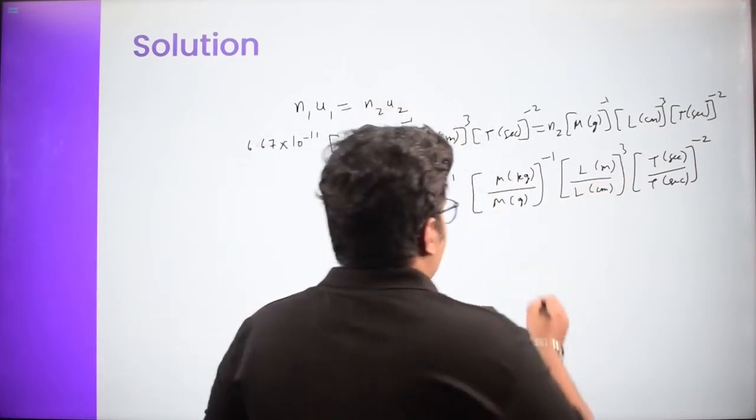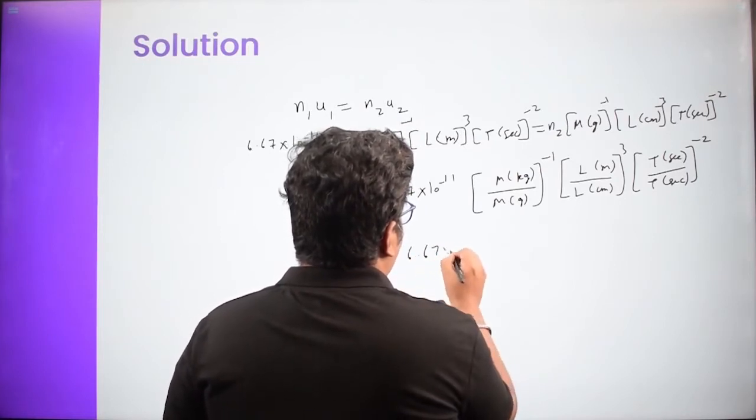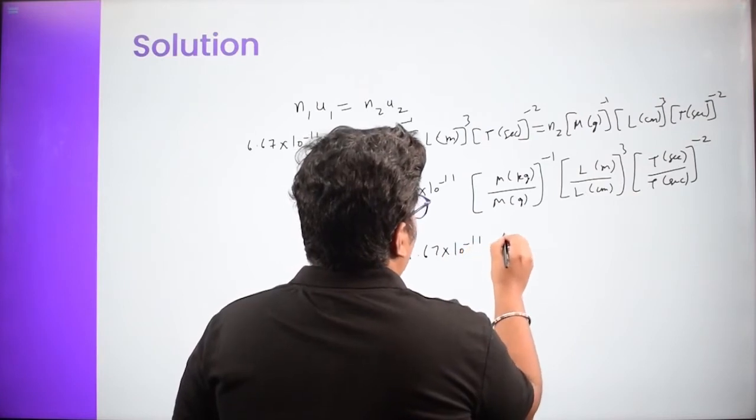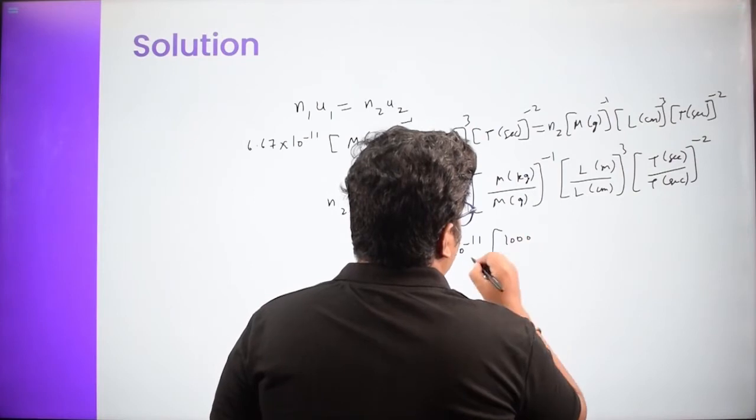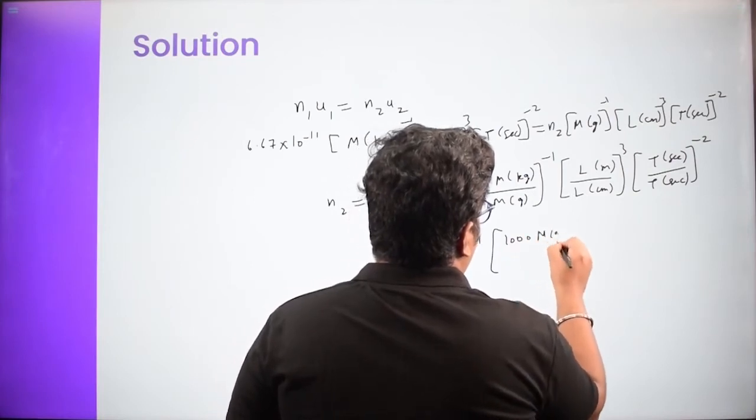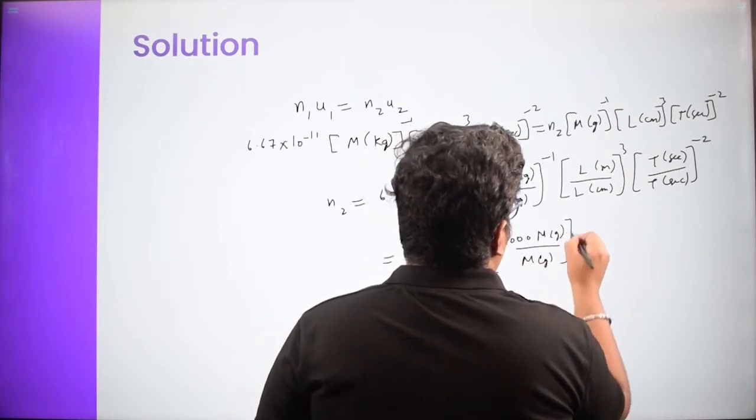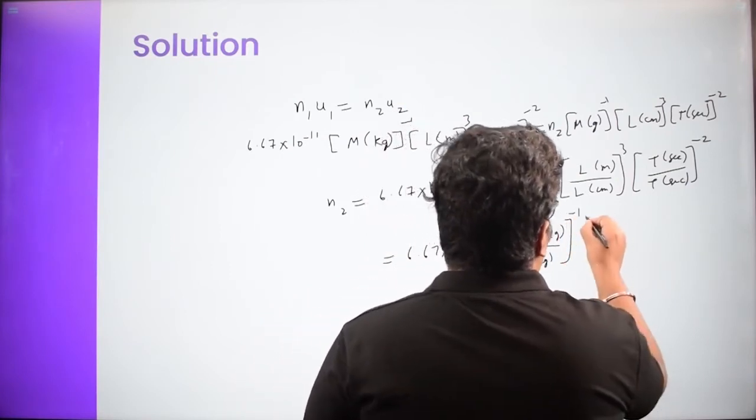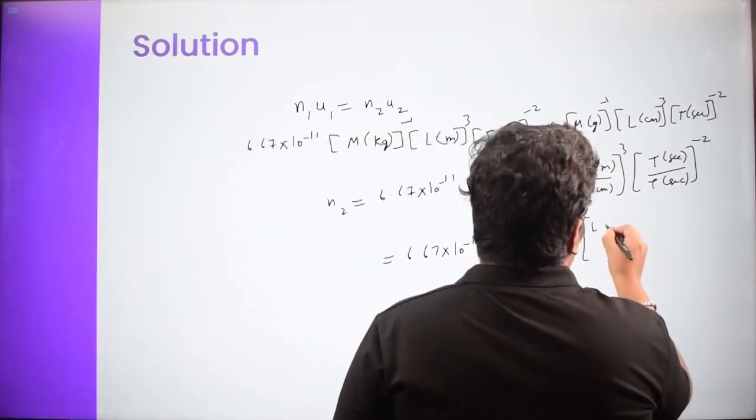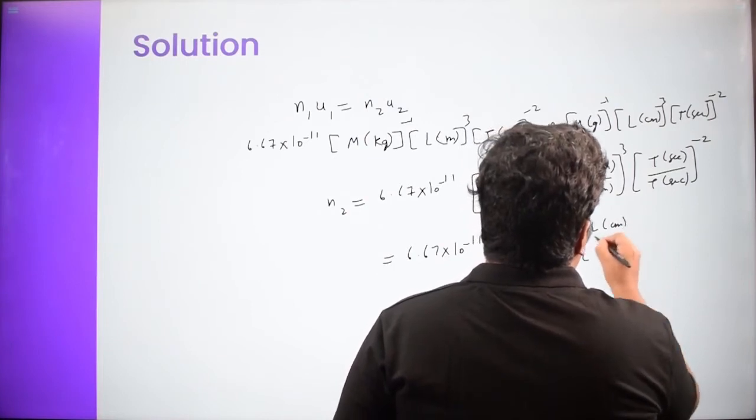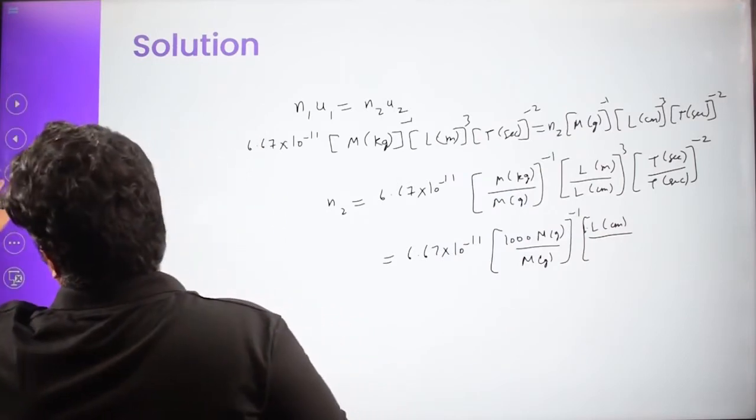So what happens? This will be as it is, so we'll have 6.67 into 10 to the power minus 11. Now mass is in kg, we have to convert it into grams, so basically we have to take 1000 and then mass in grams, divided by mass in grams, raised to the power minus 1. Then we have to convert length, which is in meter, into centimeter. So we'll have length in centimeter, and you have to multiply it by 100, right? Because we have to convert this into centimeter.